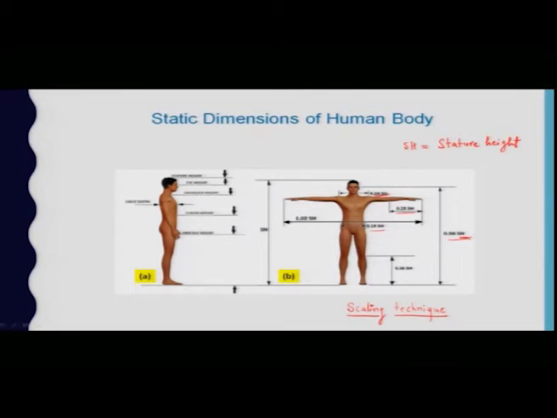So, the linear body dimensions are expressed as a percentage of stature. So, all the linear body dimensions expressed as a percentage of stature.